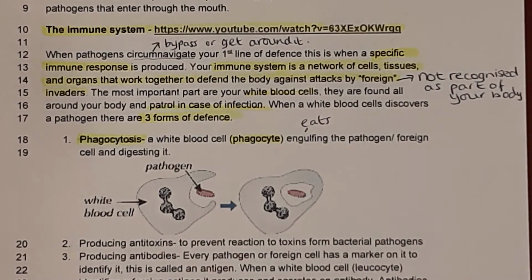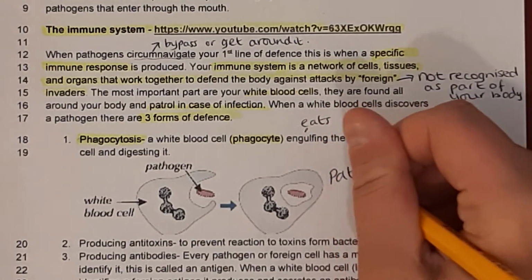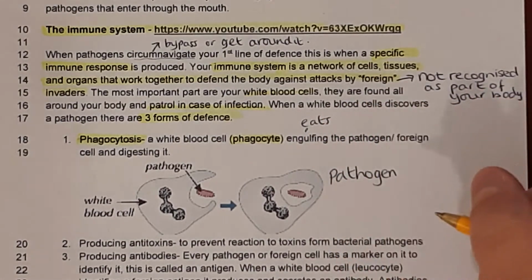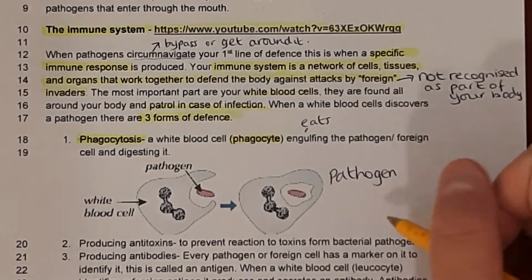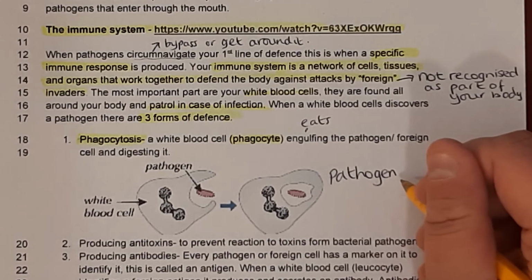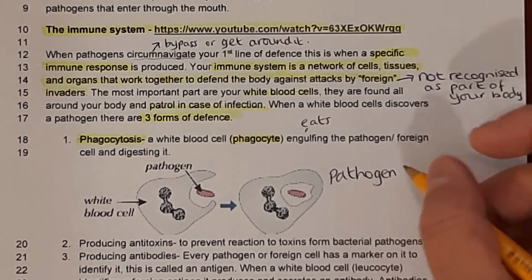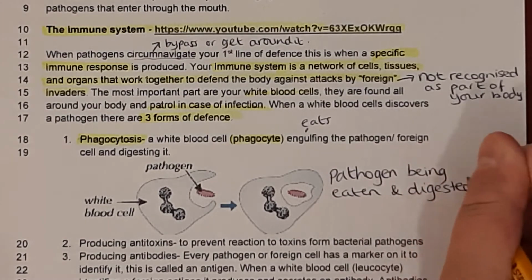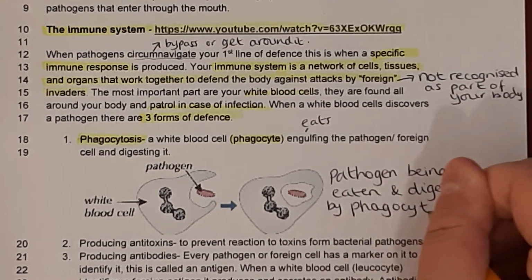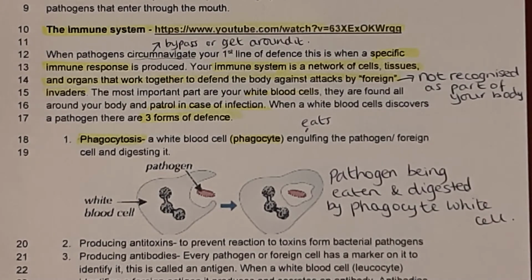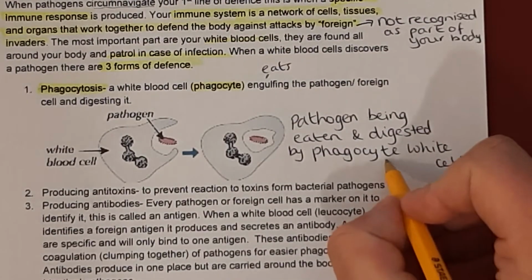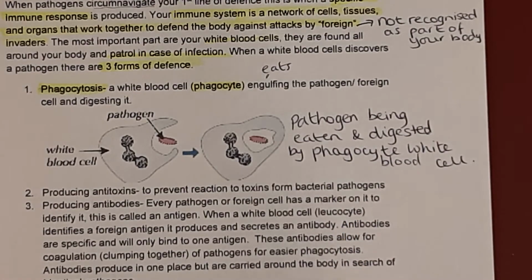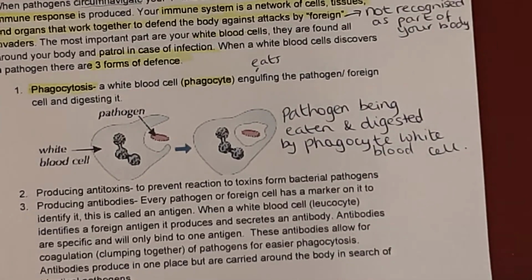So here's our pathogen, and the pathogen is eaten. Remember, a pathogen is a foreign cell or an illness or disease causing microbe. Okay, so here we have our pathogen being eaten and digested by the phagocyte white cell. And so we should probably say it's a white blood cell, in fact. Okay, moving on. Make sure you're writing these notes, please.